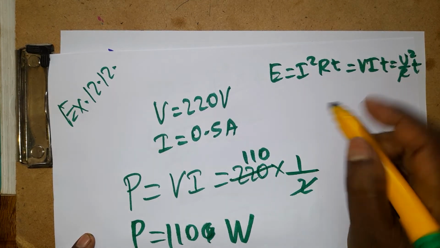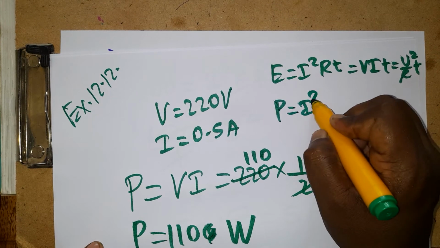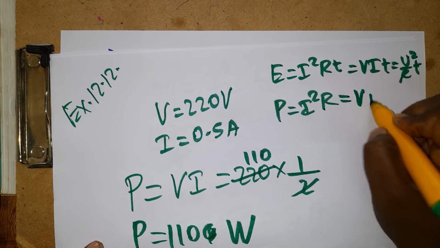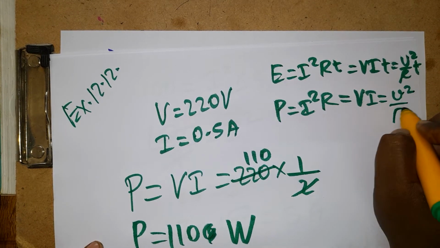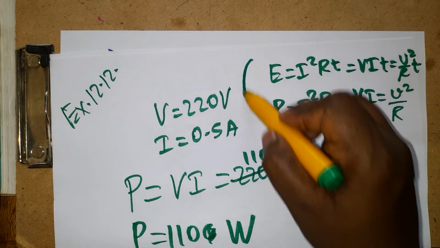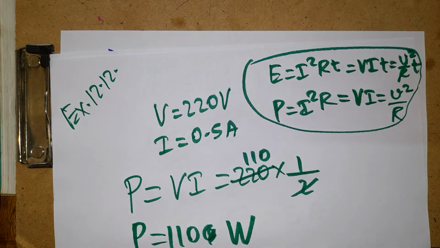This is the energy formula. If you want power, just remove the time: power is equal to I square R, VI, or V square by R. Based on the problem, you can choose from these formulas.